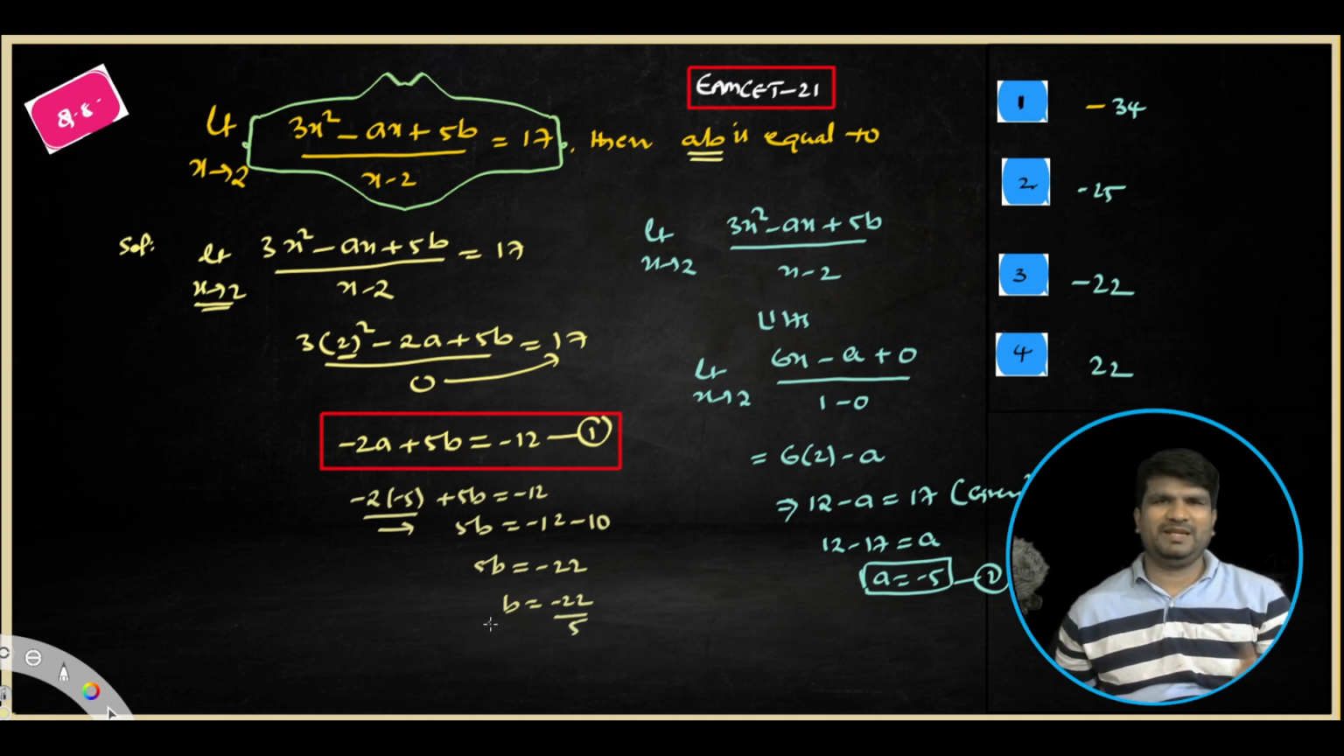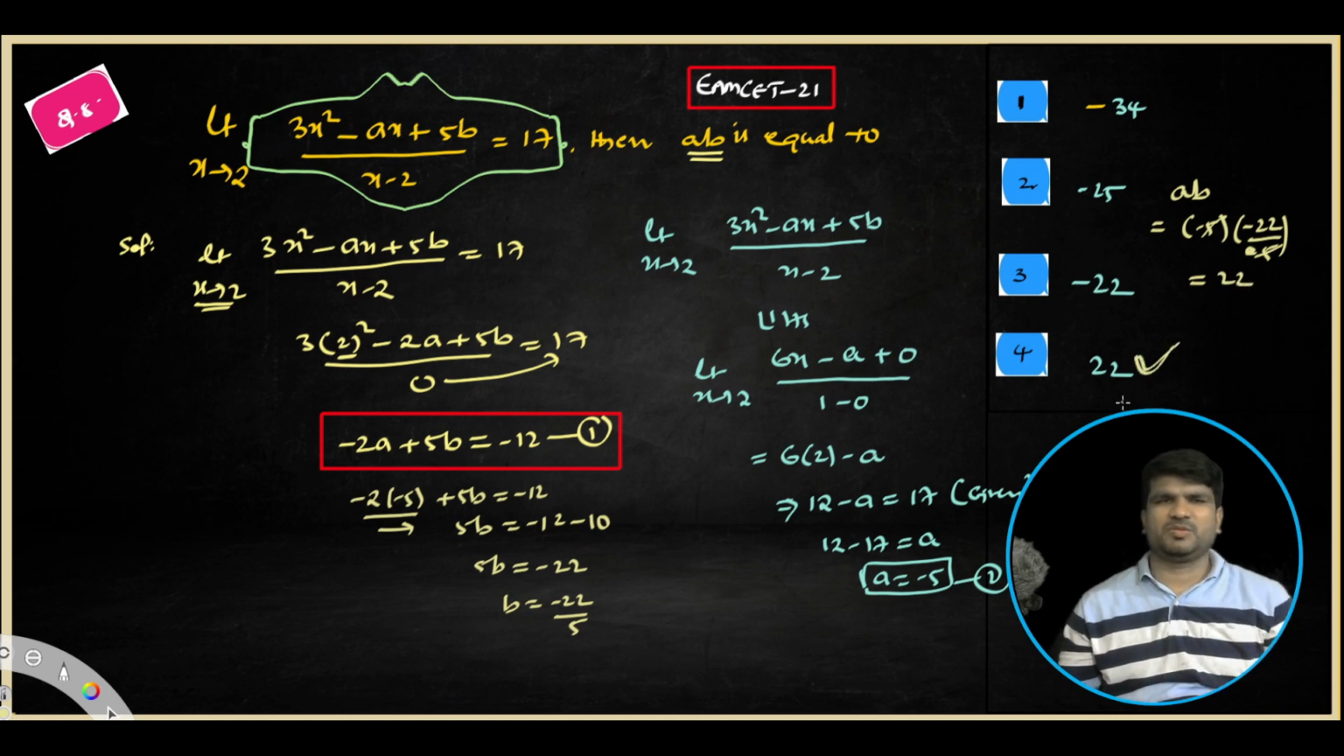Now we have to find a into b. So a is −5, b is −22 by 5. Minus minus cancel, 5 cancels, so we get 22. So the fourth option is the right option.